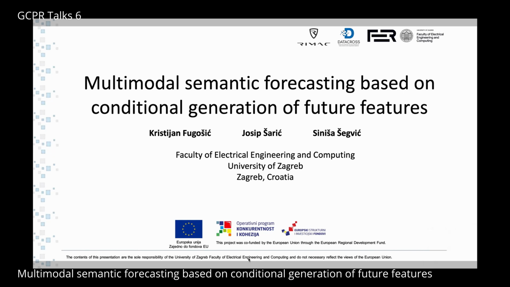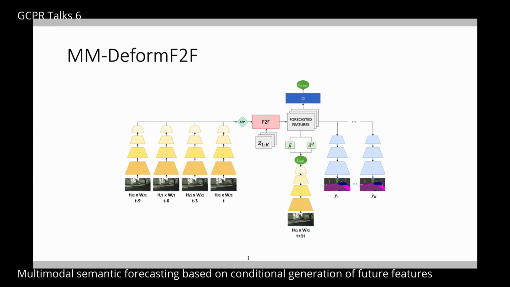Hi, my name is Christian Fulšić and I will present our paper, Multimodal Semantic Forecasting based on Conditional Generation of Future Features. With our model, we aim to predict multiple meaningful semantic futures while observing 4 frames from the past. We think that this would be especially useful when forecasting unoccluded scenery and emerging motion.